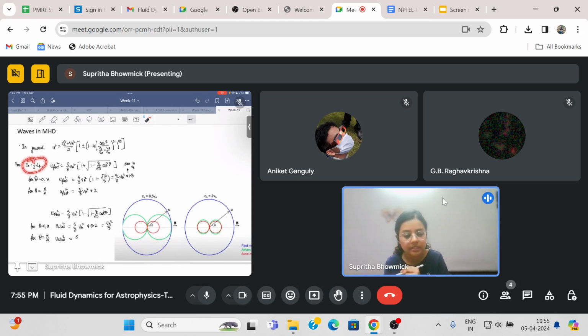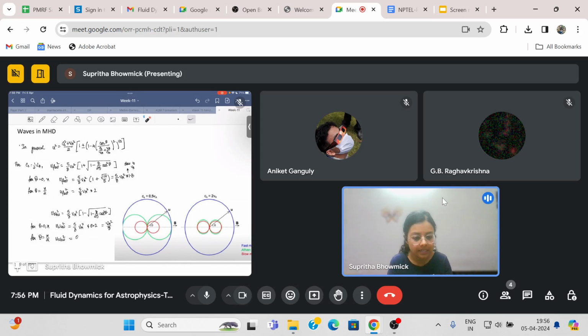Then let's still work with Cs equals half VA and see what happens to u slow, the phase velocity of the slow magnetosonic wave. You see that this will simplify to this equation. And then you take theta equals 0 or pi, you will see that u slow is VA square by 4. So it's much, much smaller than VA. And at theta equals pi by 2, u slow is actually 0. So it drops to 0.